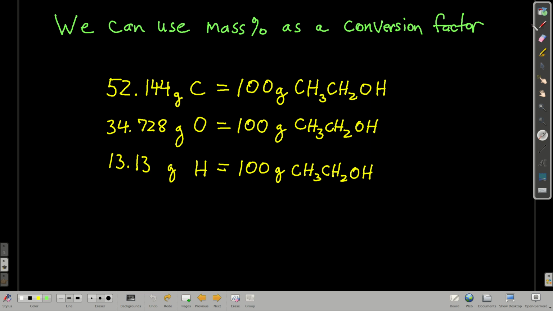Now, over here, the numbers on the left-hand side of the equal sign they're not exact. They depend upon your calculations, however many sig figs. But these 100s, these are exact numbers, right? So they won't limit your sig figs if you use these conversion factors for calculations. So let's do that.